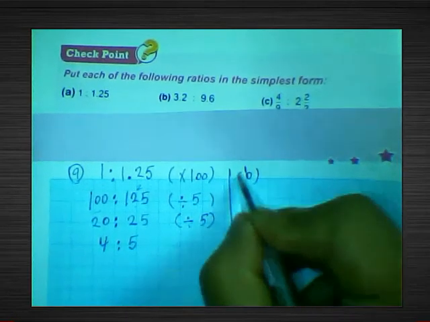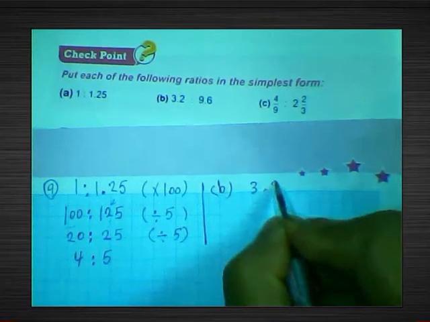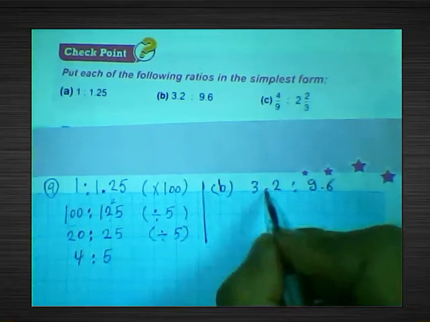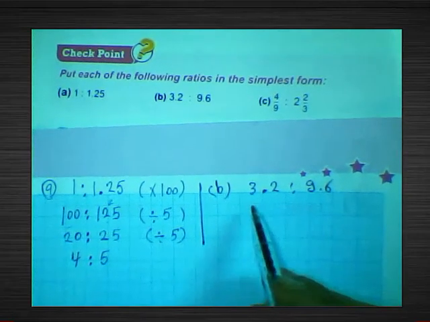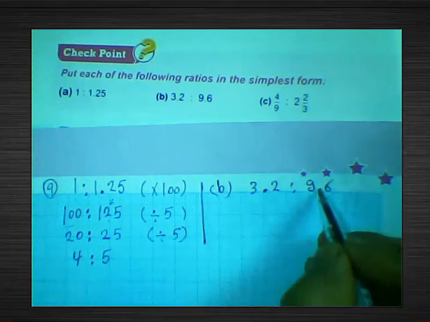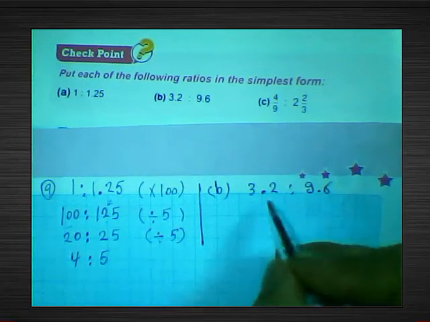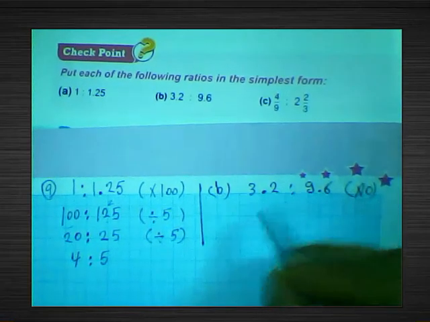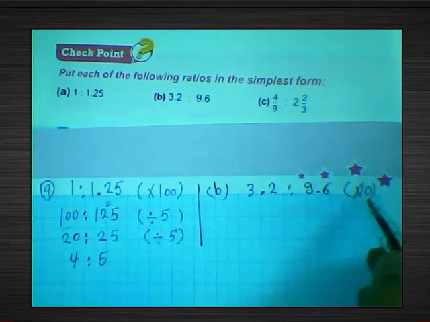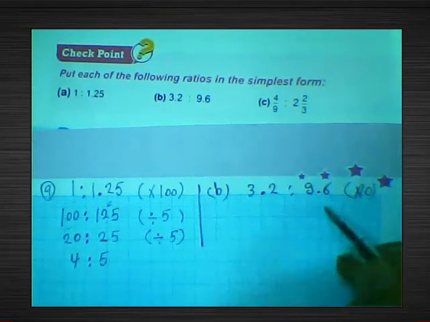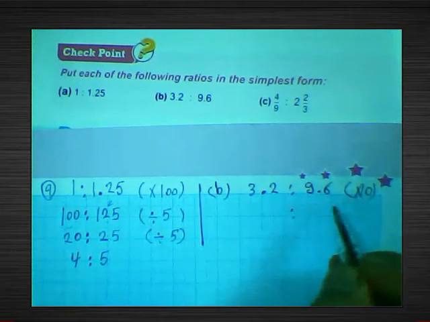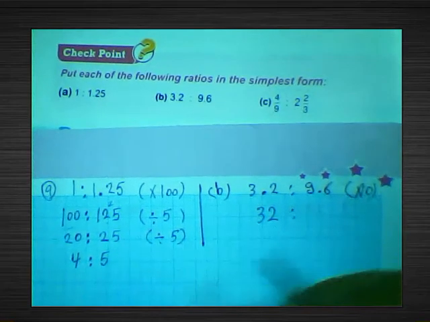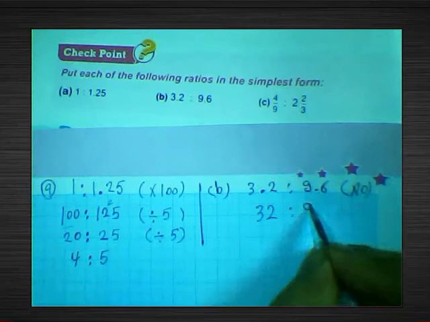Letter B, 3.2 to 9.6. Look at this example. 3.2 to 9.6. We must cancel this point by times 10, moving this point out by times 10. We will find the result by times 10. 3.2 times 10, the result will be 32. 9.6 times 10 equal 96.